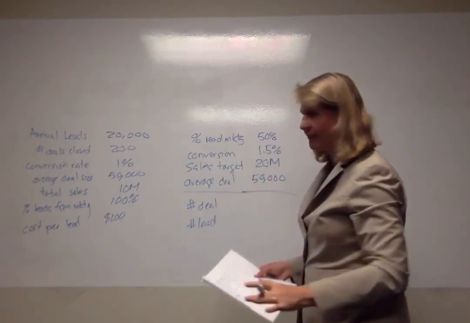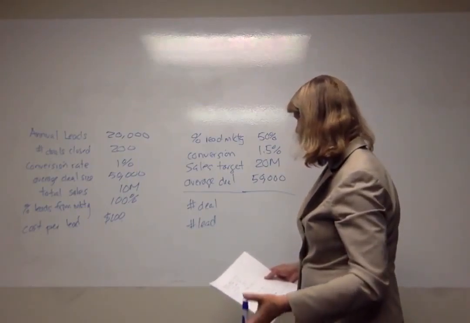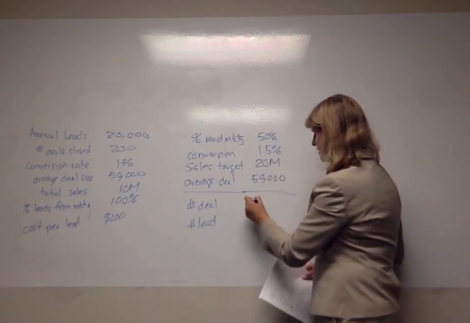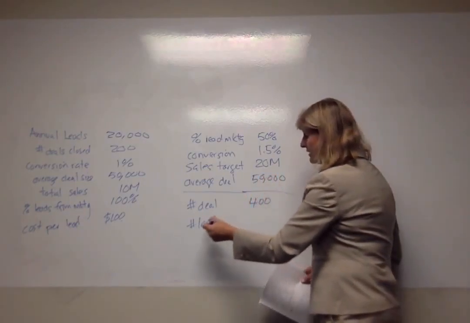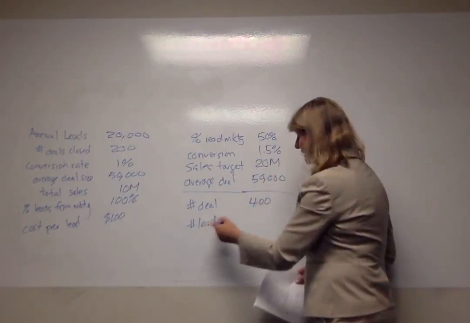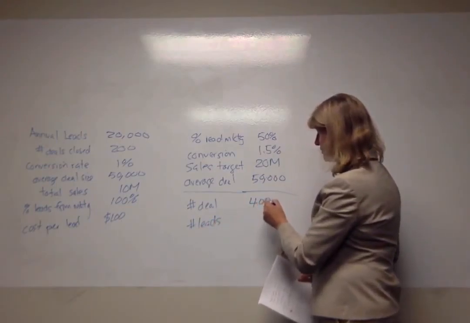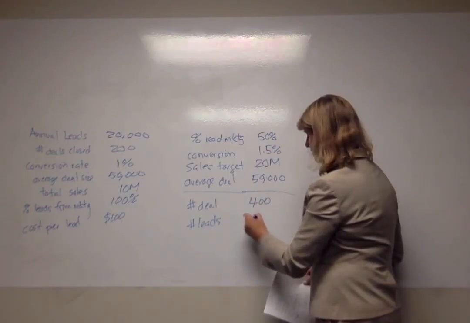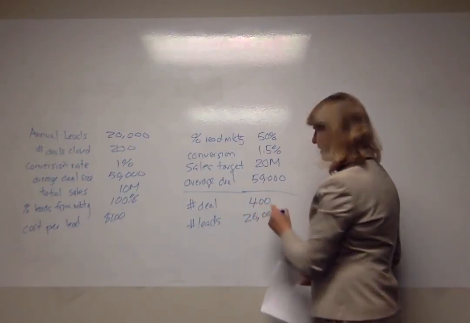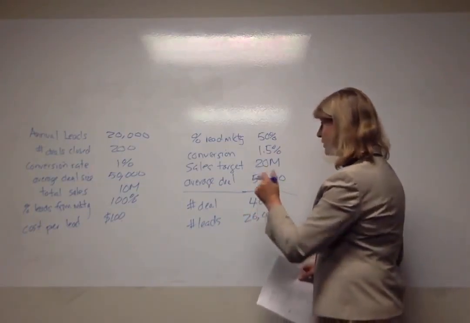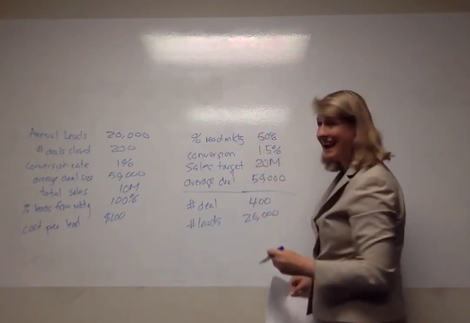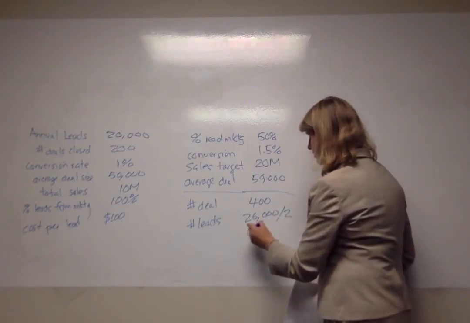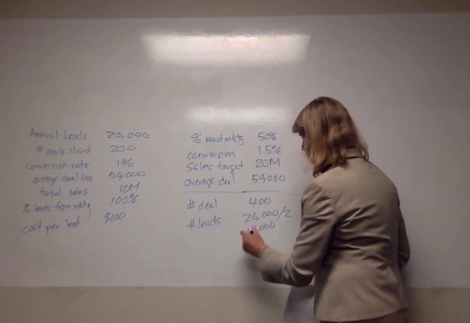Okay, the first thing you have to figure out is how many deals you need in order to generate the number. So 20 million divided by 50,000 is 400. Then you want to figure out, okay, how many leads do I need to generate those 400 deals? So if you take 400 and divide it by your conversion rate, you're going to get something north of 26,000. Let's just round it to 26. But the good news is that you only have to generate half the number of leads for the sales team, so you can divide by 2. So your number for the year is 13,000.